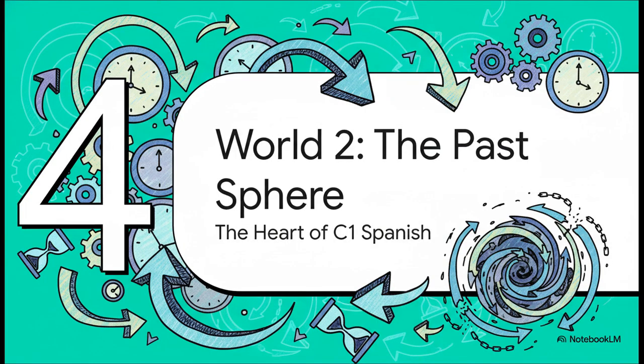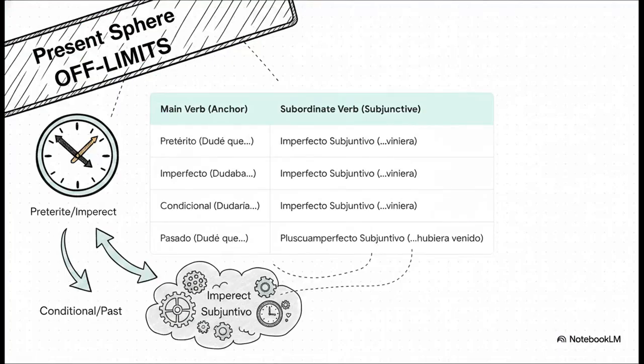Okay, you ready? Now we're entering the past sphere. This is where things get interesting, and this is usually where that time trap springs on unsuspecting learners. So once your anchor verb is in any past tense, the preterite, imperfect, doesn't matter, or even the conditional, your options change completely. The present sphere is totally off limits. Your only choices now are the imperfect subjunctive or the pluperfect subjunctive.